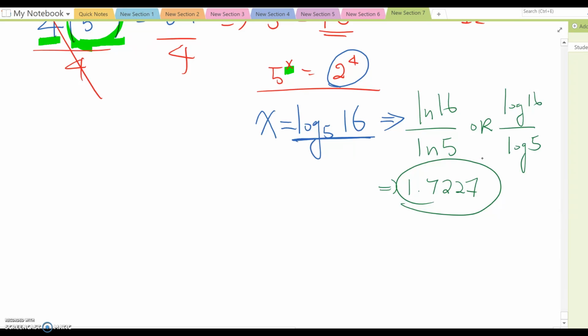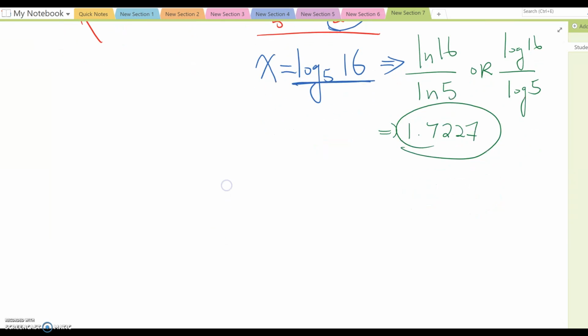Okay, so I'm going to cover one more, and then we are going to move to another case here. What about 1000 times e to the negative 4x equal to 125?